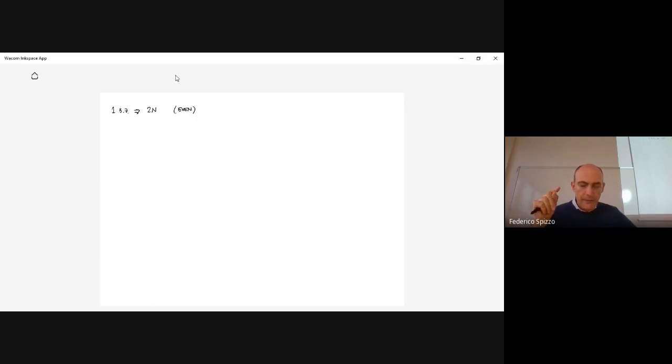If all the bands are filled, this means that you have no contribution to the current density, because the current density is 0. If you have a system where even if you apply an external field, you have no charge transport, then in that case you have an insulator. So in general, an even number of electrons is related to the fact that you may have an insulator.